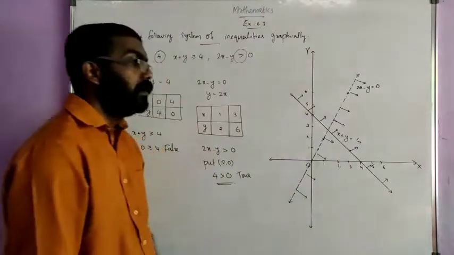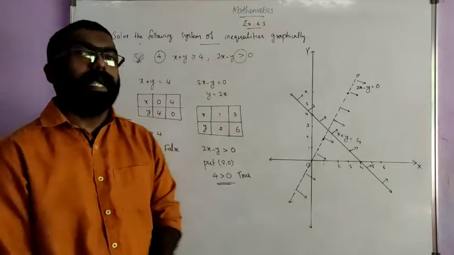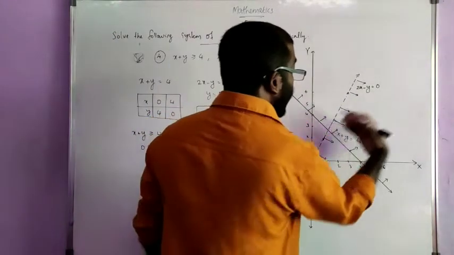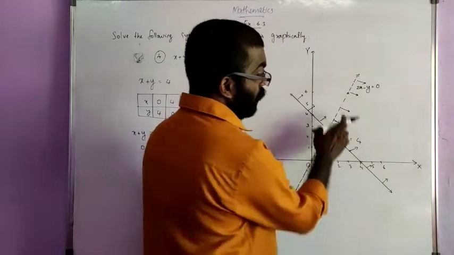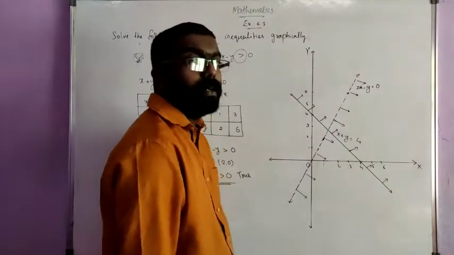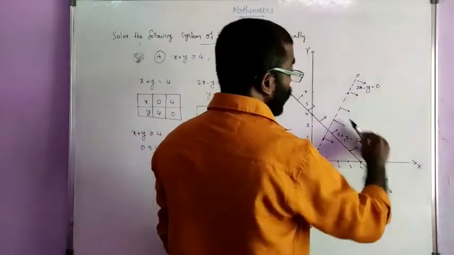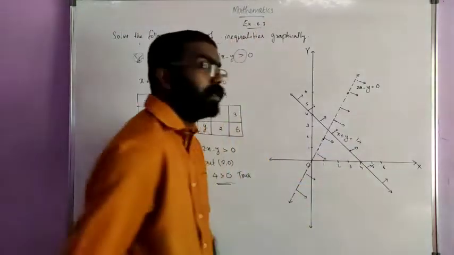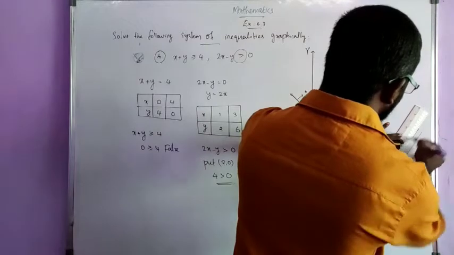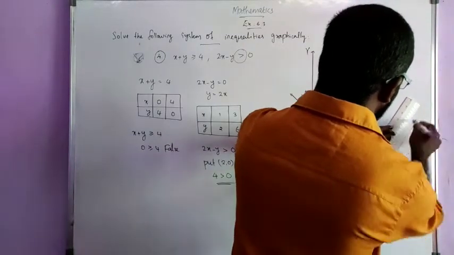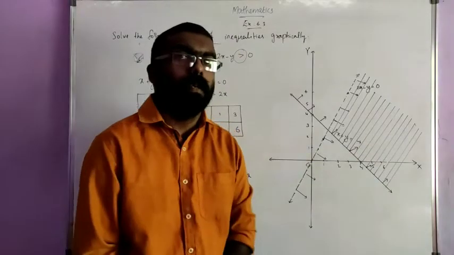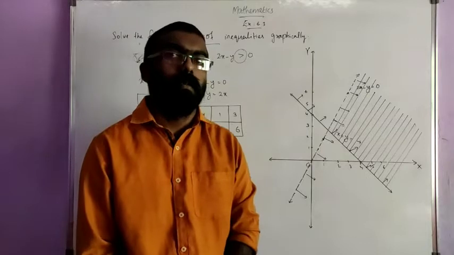Okay. Now we have to identify the common region. Right part of this line and right part of this line. Okay. You can observe the arrowhead. Right part, here also right part or upper part. So this much portion will be the solution region. That portion we have to shade. Clear? So this shaded region will represent the solution region. Clear?